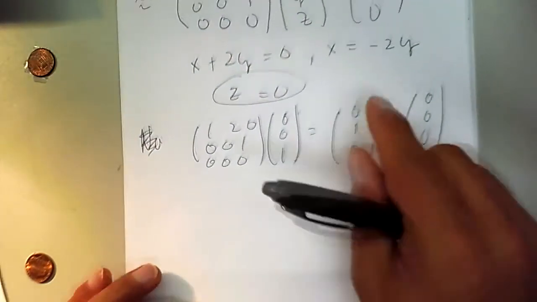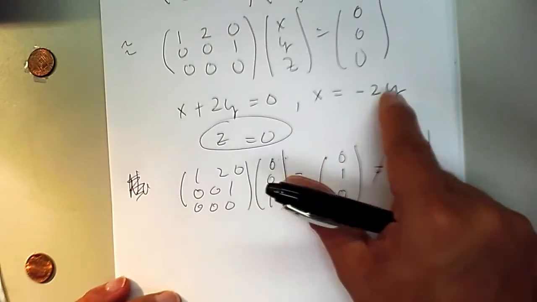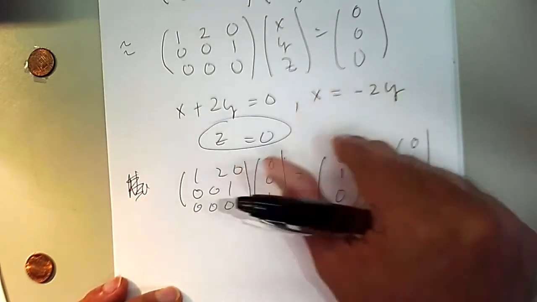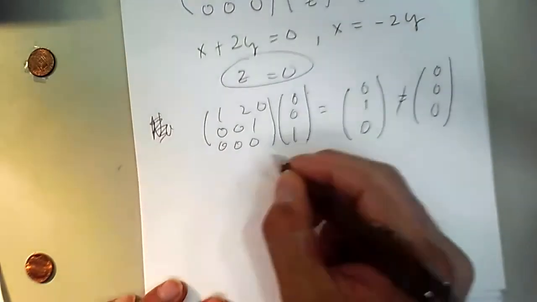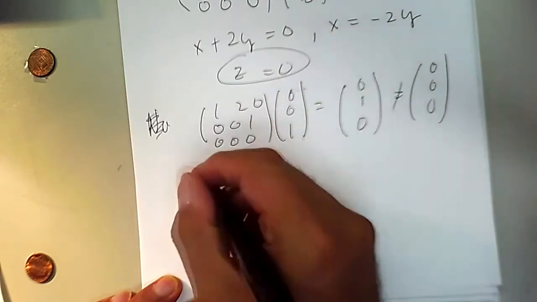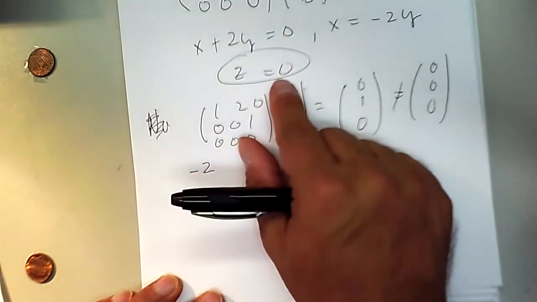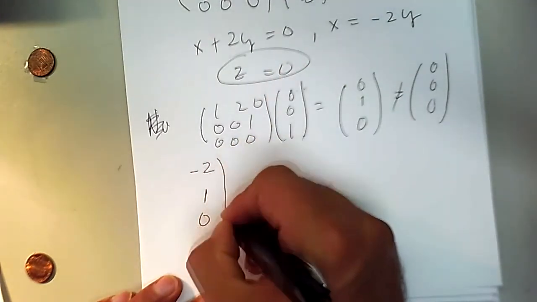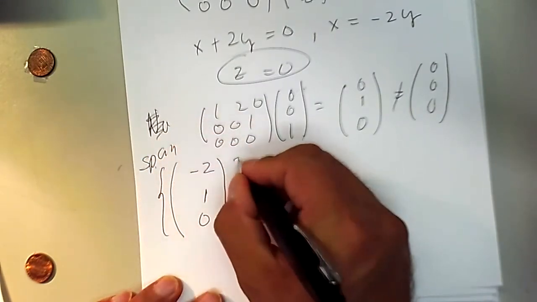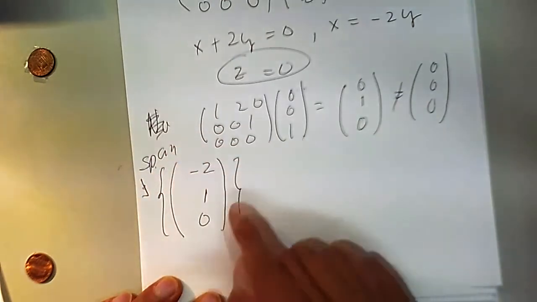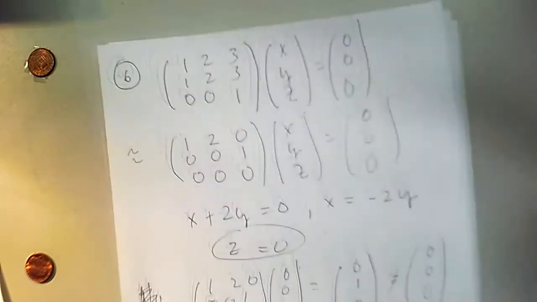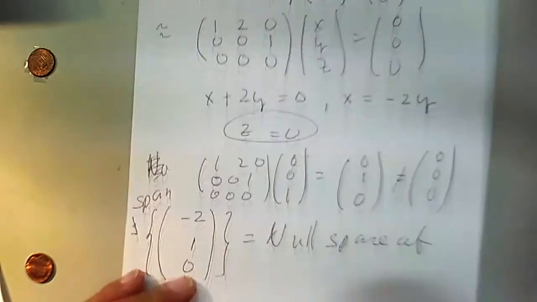Okay. And so the free variable is y. Whatever y is, then x has to follow suit. So the solution will be, for instance, if y is 1, x has to be -2, and this has got to be 0 regardless. So the span of this guy is equal to the null space of the matrix 1, 2, 3, 1, 2, 3, 0, 1.